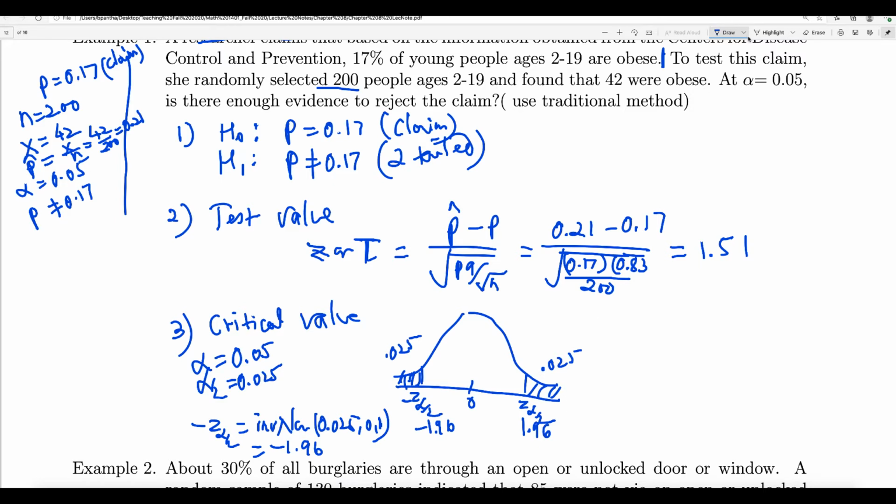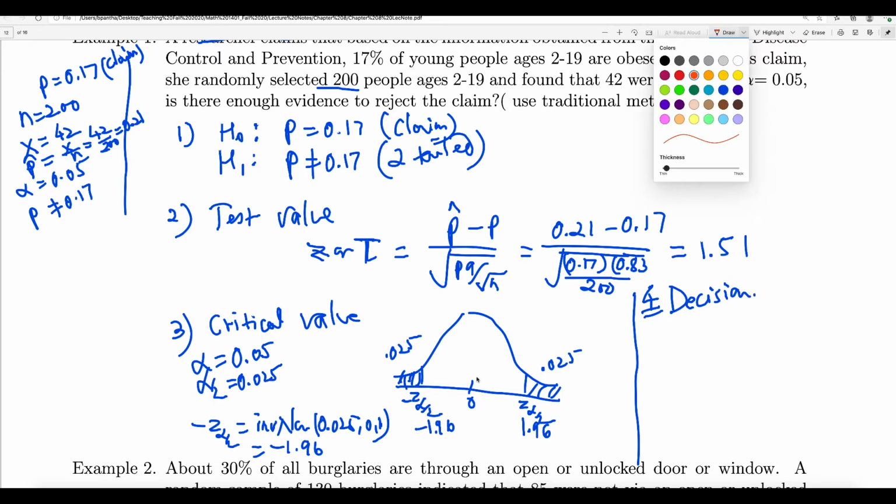Now, so how do we make the decision? Number 4 is decision. So all the steps of the hypothesis testing are the same, only number 2 is different because we have a different formula for the test value, right? So how do I write the decision? Does the test value fall in the shaded region or not? This is 1.51. Anything bigger than 1.96 and anything smaller than negative 1.96 falls in the critical region or the shaded region.